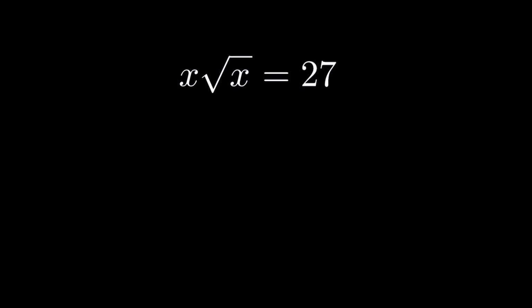x times square root of x is equal to 27. We have to find the value of x. Now x is under square root. When a is under square root, it means a is raised to the power of 1 upon 2.